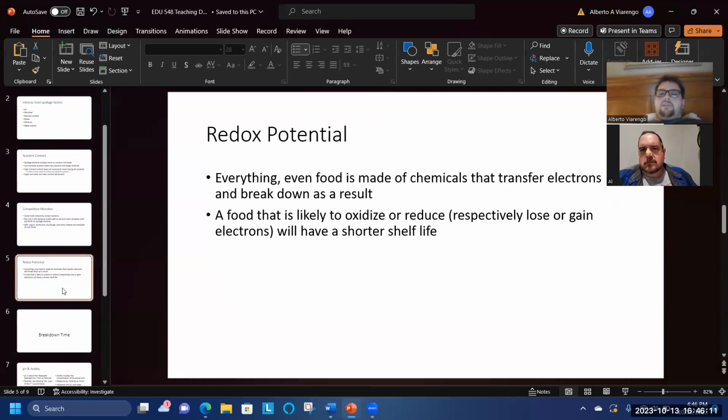Now, next is redox potential. You had asked about this earlier. To put it into more detail, everything, us, food, our computers, is made of chemicals that transfer electrons and cause chemical reactions as a result of these electron transfers. When a molecule loses an electron, it's oxidized. When a molecule gains an electron, it's reduced.